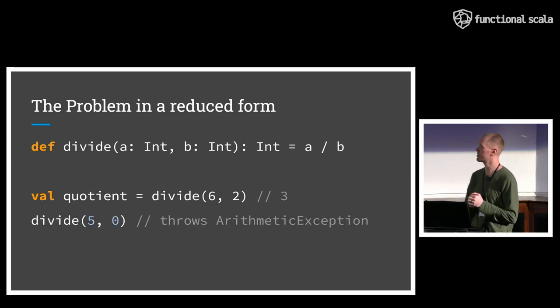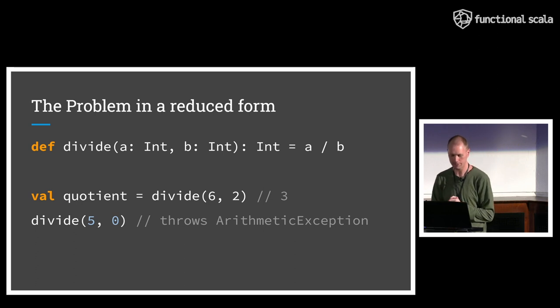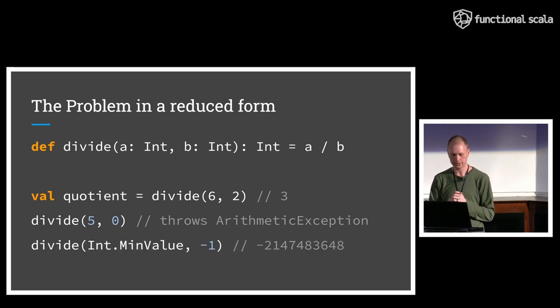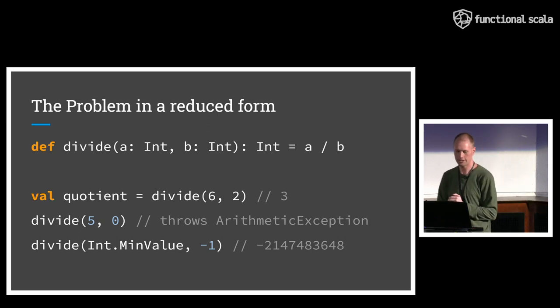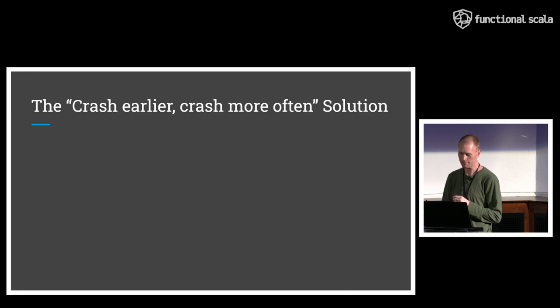Like they divide 5 and 0, and they get an assertion or an arithmetic exception for dividing by 0. Other people divide the min value by negative 1, and it turns out overflowing, and they get a negative min int back. We need a solution so that people stop misusing this method.